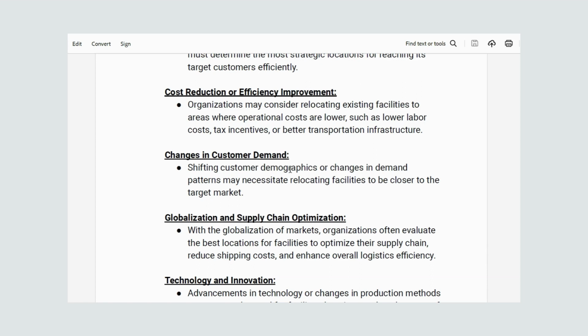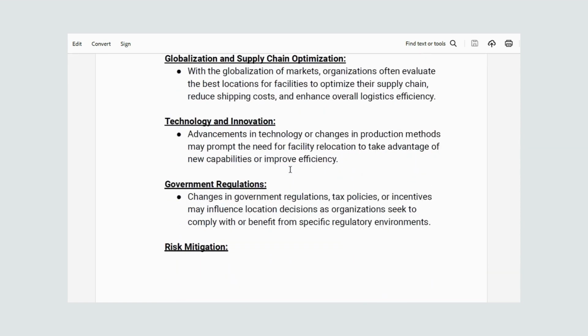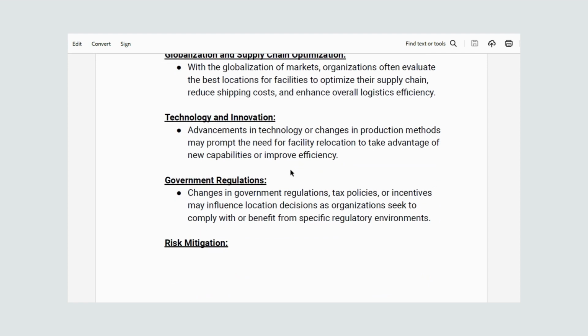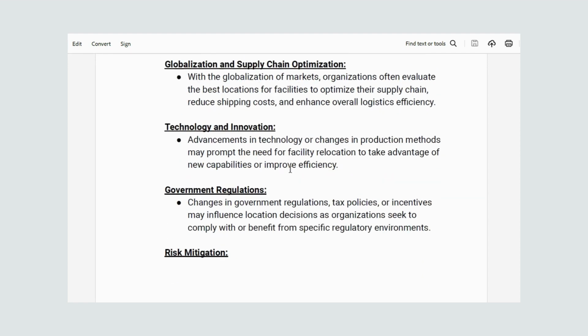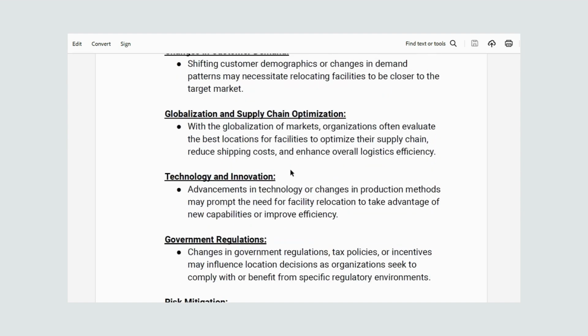Organization can shift the demographics, or it can change the demand according to the demand patterns. It can relocate the facilities that are closer to the target market. Then comes globalization, supply chain optimization, all those things. Just go through these notes. Technology and innovation, government regulation, all these things. When there is a need of all these things, we can think about location facilities.